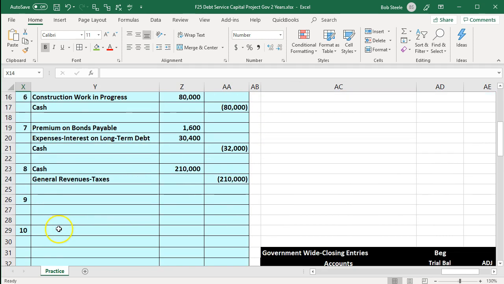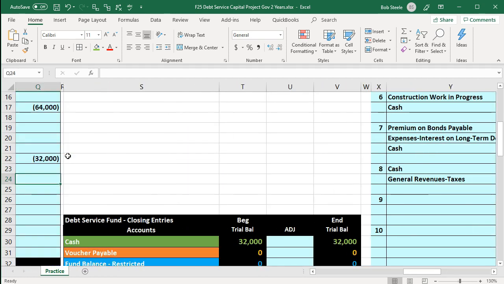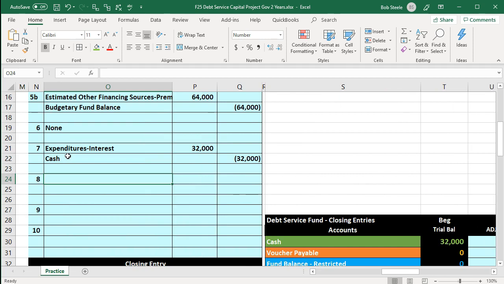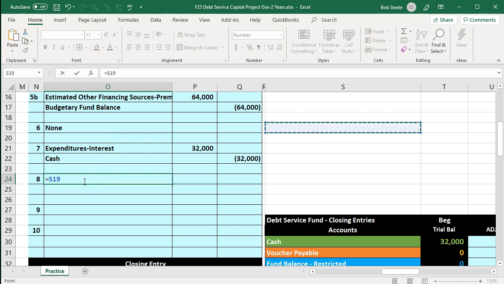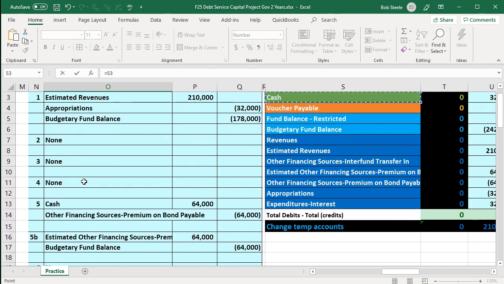Now we'll see what happens with the debt service fund, because it's been earmarked for the debt service fund. Therefore, the debt service fund will look much the same. Cash is going to increase in the debt service fund, along with some type of revenue account. So let's scroll back to the debt service fund. We are in column O. We are in number 8, where we're going to say cash is increasing once again. Scrolling up to the cash amount.